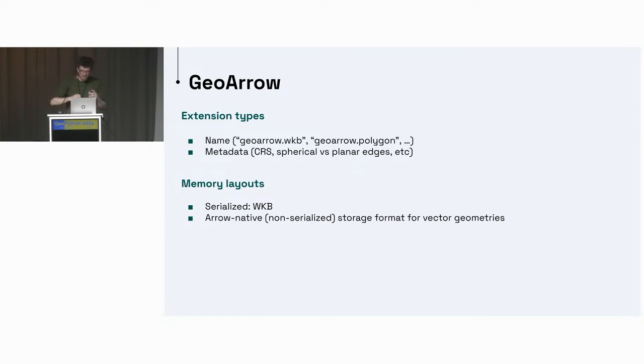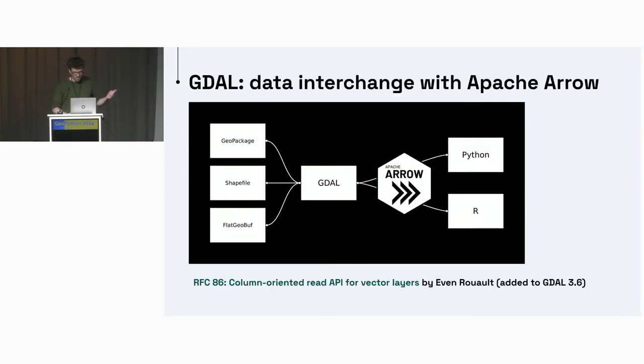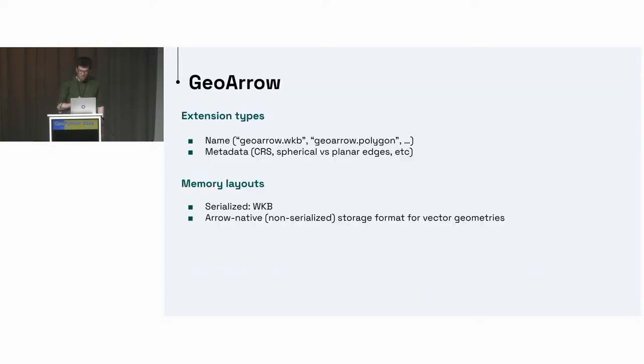The second aspect about GeoArrow is that we still need to decide on the actual data in the column, like how do we store geometries in that data? And the simplest choice is to still use some kind of serialization, typically well-known binary. So at the moment, in this scheme of moving data from GDAL to Python, most of the time this will use well-known binary in the geometry column.